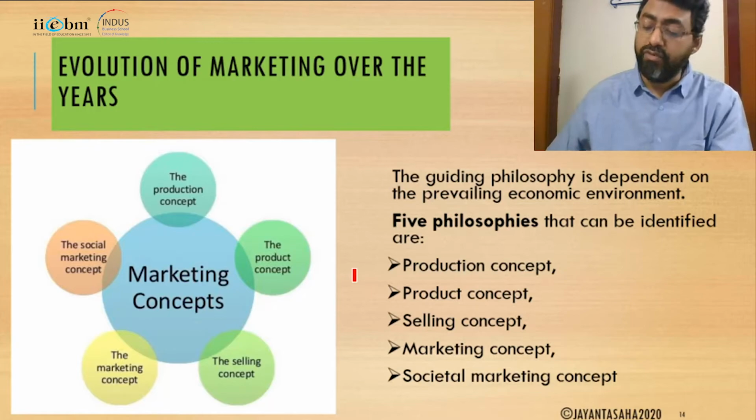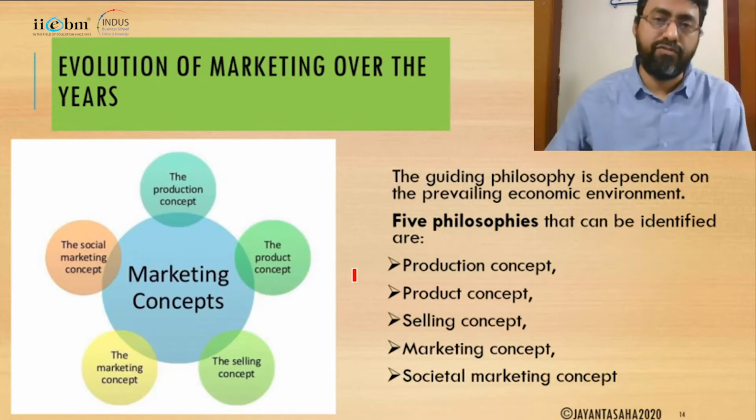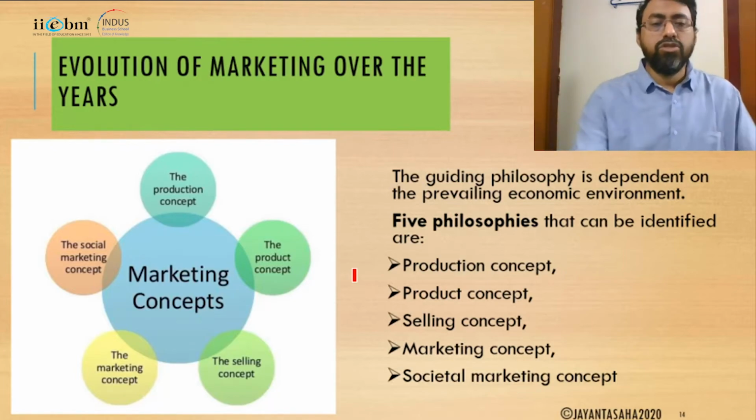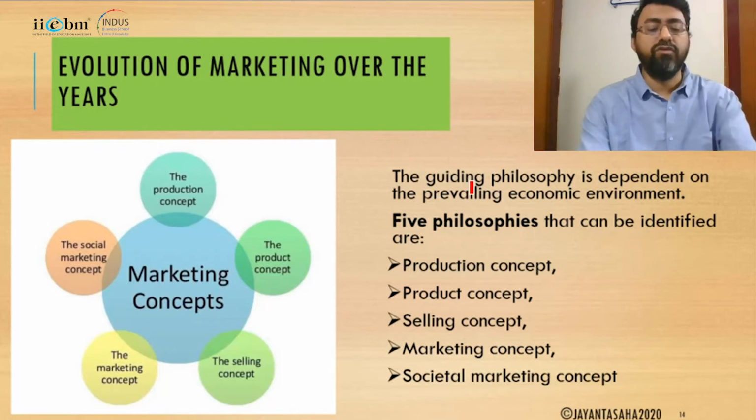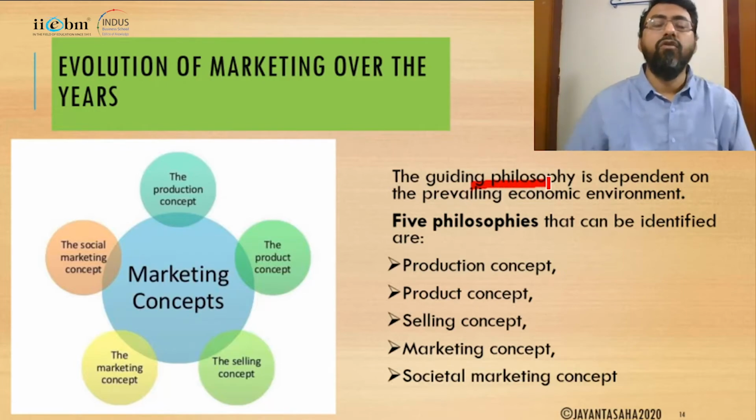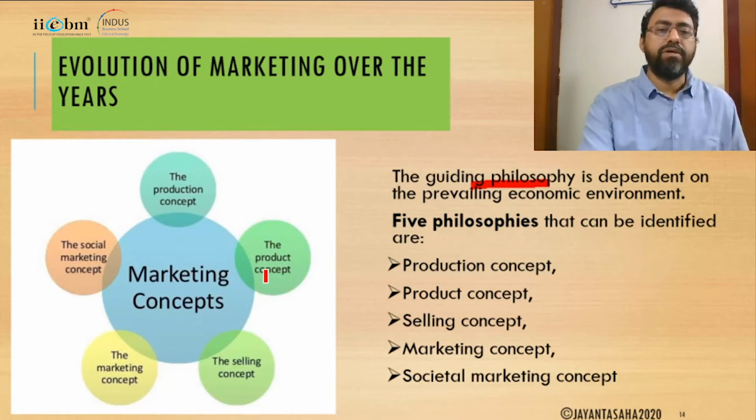So, what is a philosophy? A philosophy is a way of belief, an attitude. What should be the guiding philosophy for doing marketing? Five philosophies have been identified. One is the production concept. Then we have the product concept. Then we have the selling concept, often called the sales concept also. The fourth is the marketing concept. And we also have what is known as the social marketing concept.